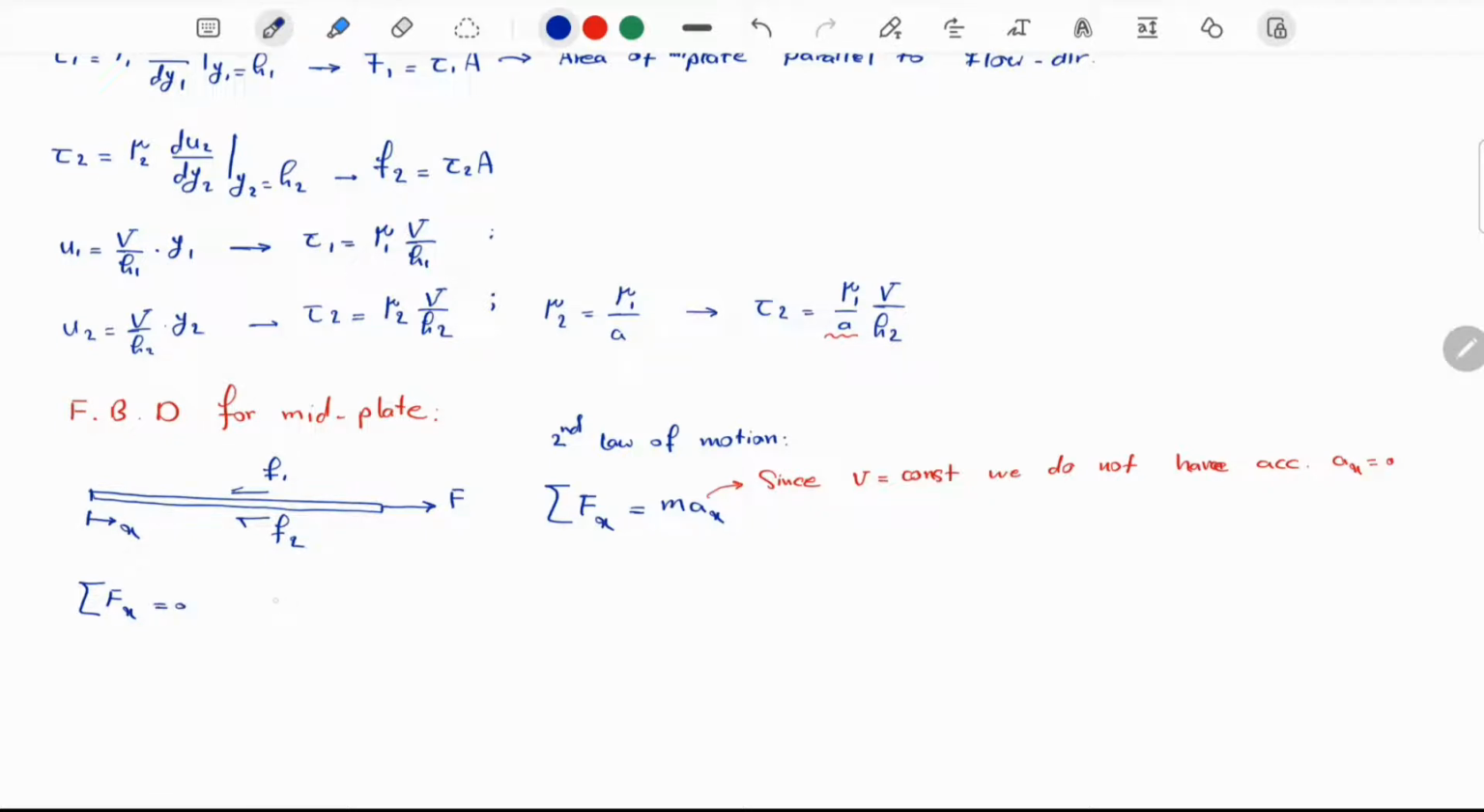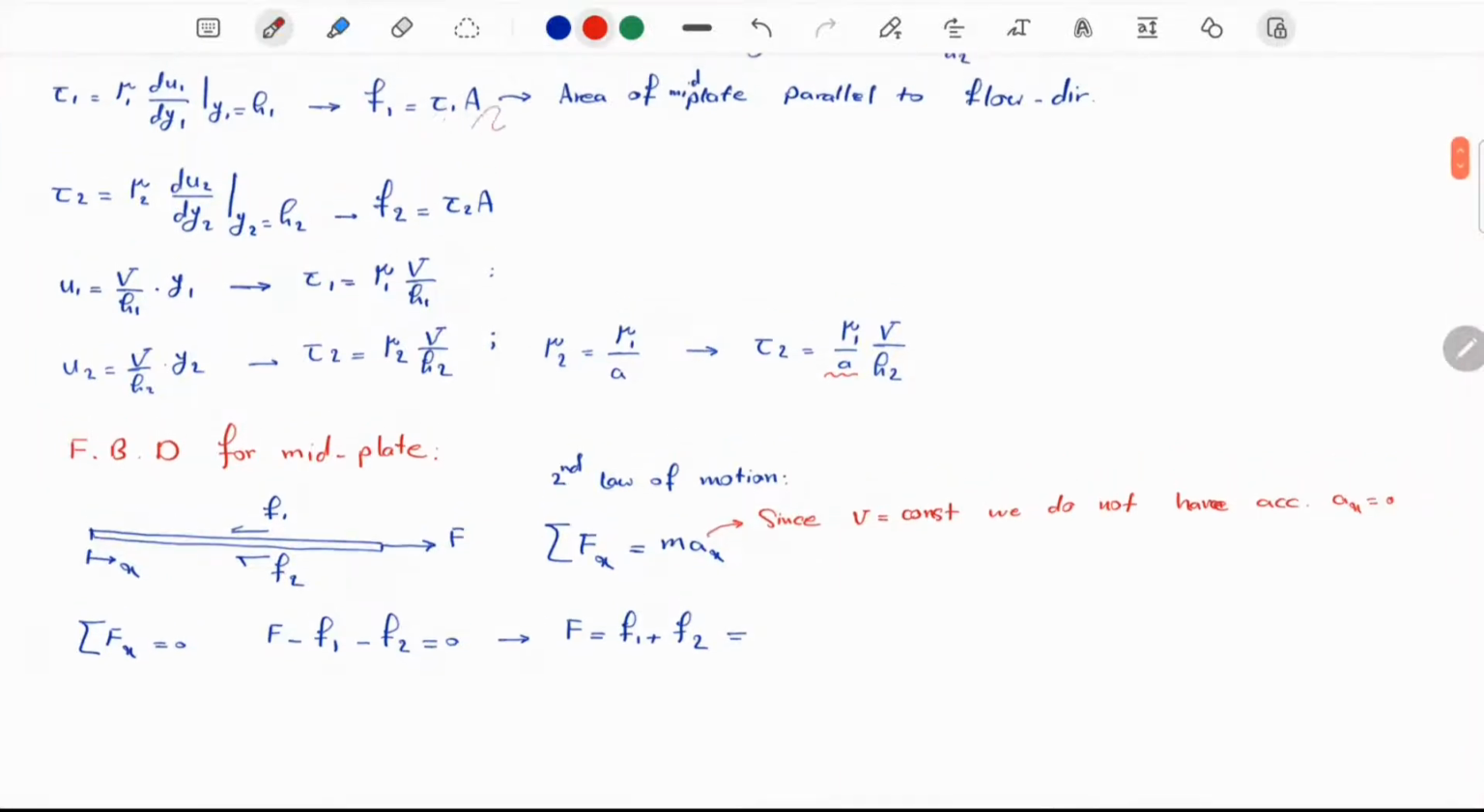Writing one by one all the forces: pulling force minus force 1 minus force 2 equals 0. This results in force F equals F1 plus F2. Okay, and we had F1 and F2 before. This is F1 and this is F2. We substitute them, then we have A multiplied by tau 1 plus tau 2. Also, we had tau 1 and tau 2 here. This is our tau 1 and this is our tau 2.